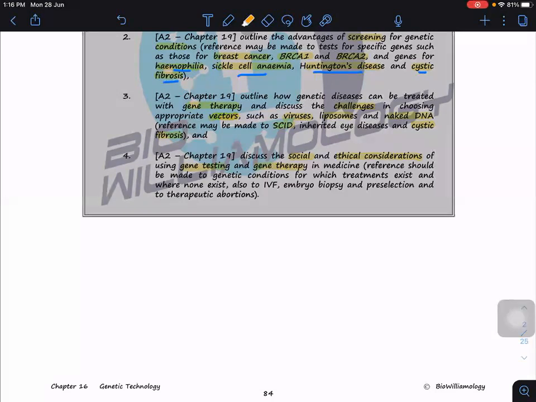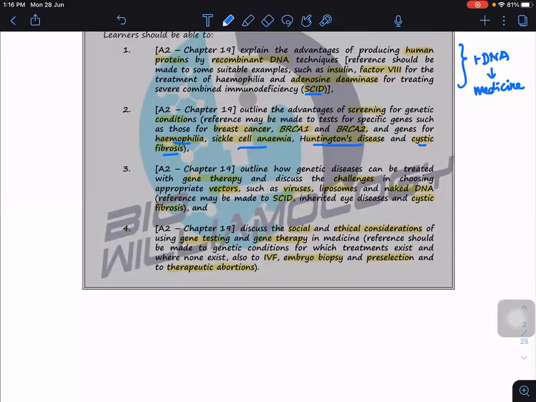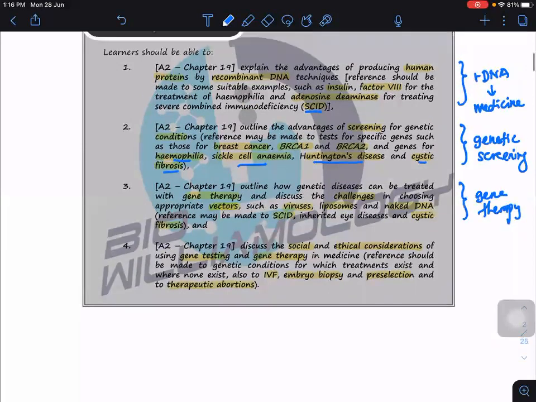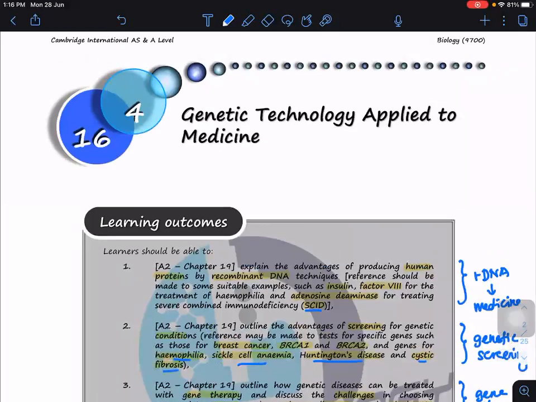So we're going to look at IVF, embryo biopsy, pre-selection, and therapeutic abortion. Those are the ideas that we're going to look at. Basically, the second part of the topic will be genetic screening for genetic disorders, and the last part of these subtopics will be gene therapy. So I grouped three of them together and put them under genetic technology applied to the medical field.